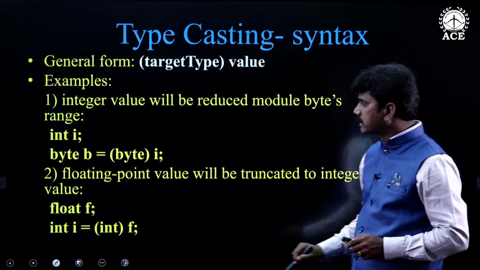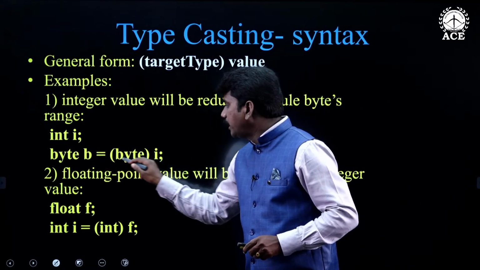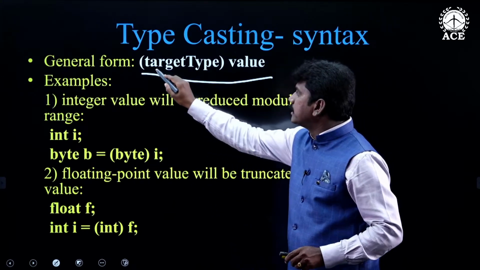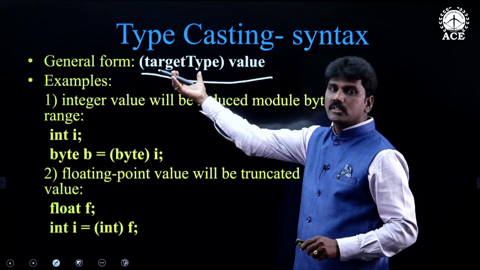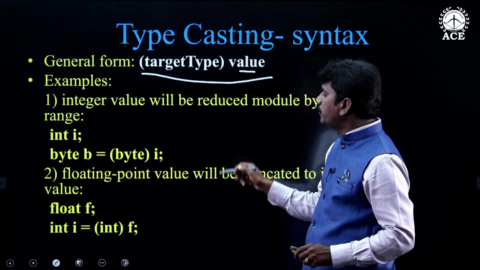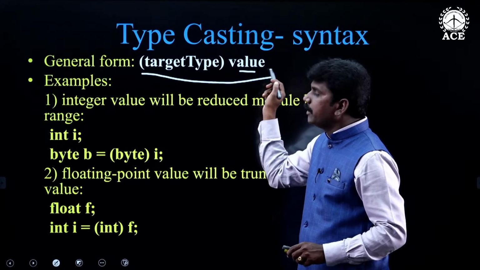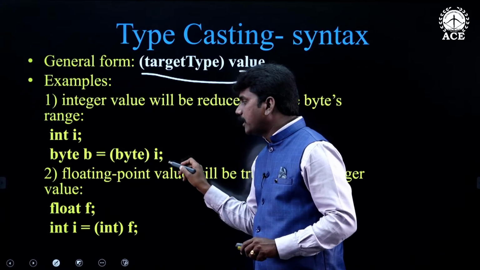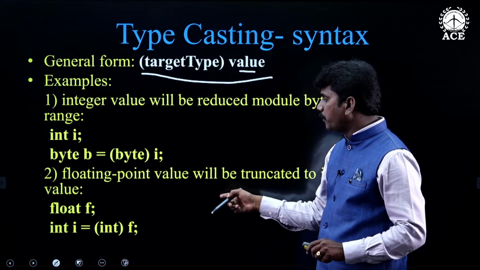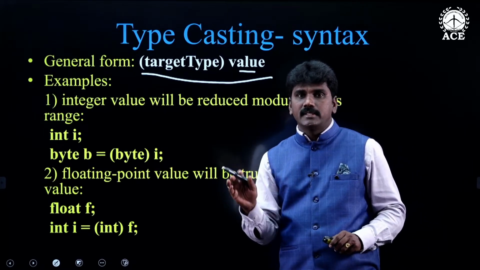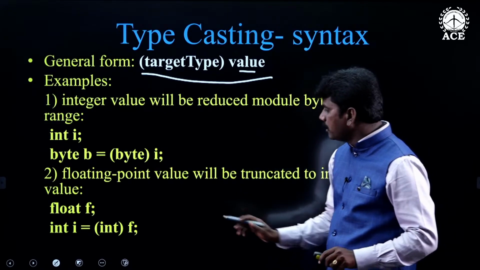So like this, typecasting: int i, byte b is equal to byte of i. The general form is like this: the target type is enclosed inside the left and right parentheses, and then whatever the variable name is, we have to specify it. Like int i, byte b is equal to (byte) i.